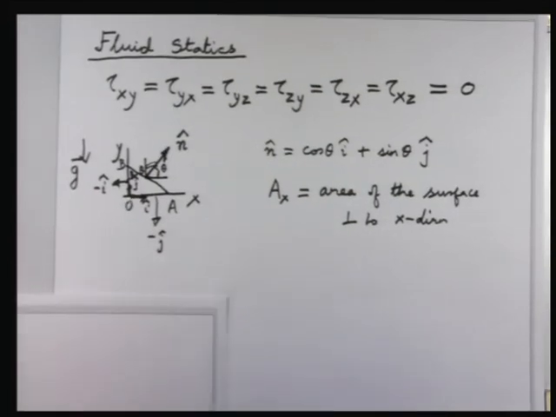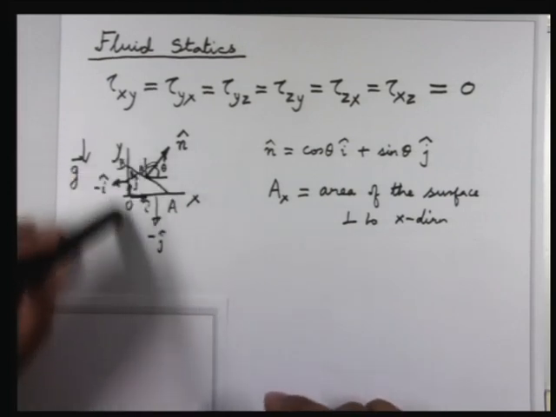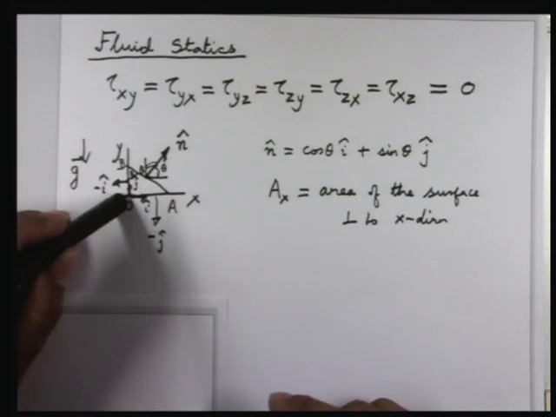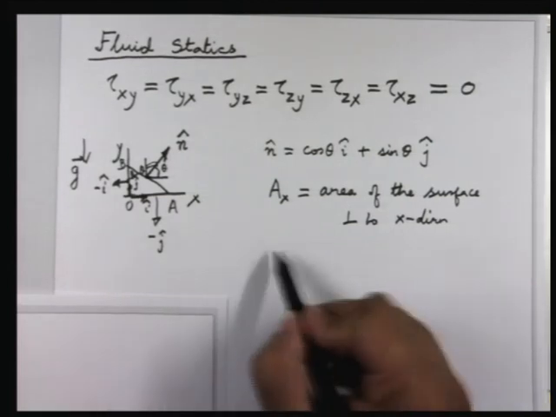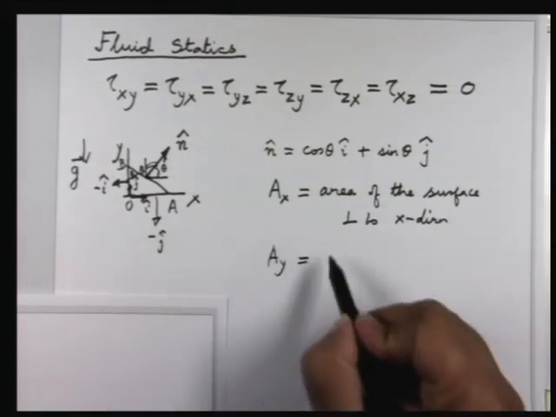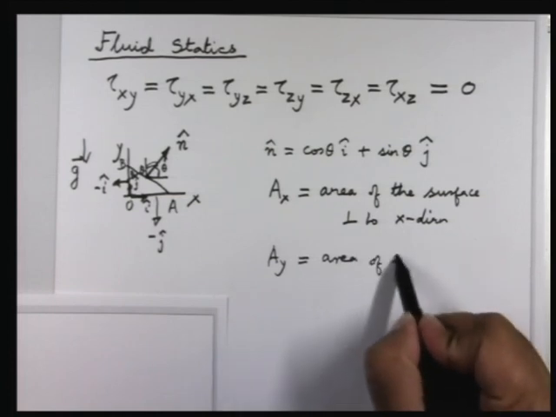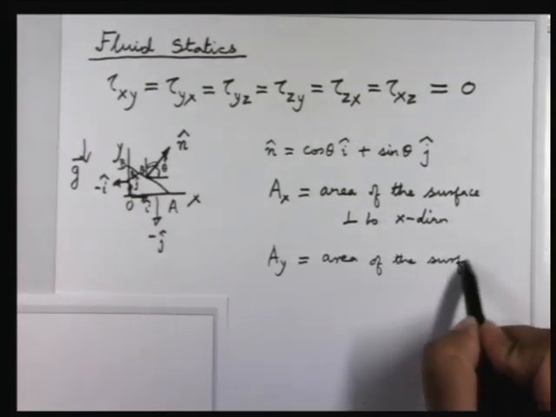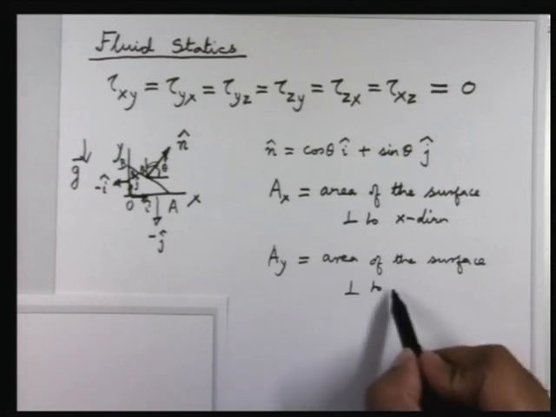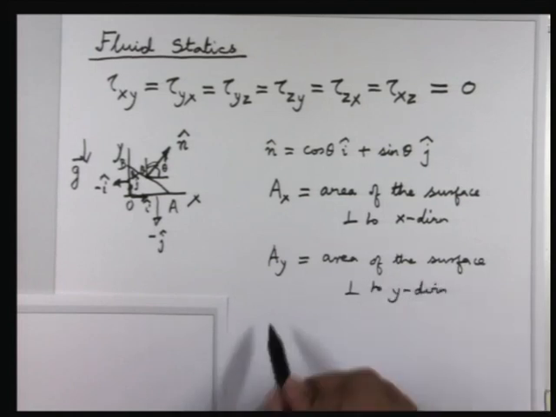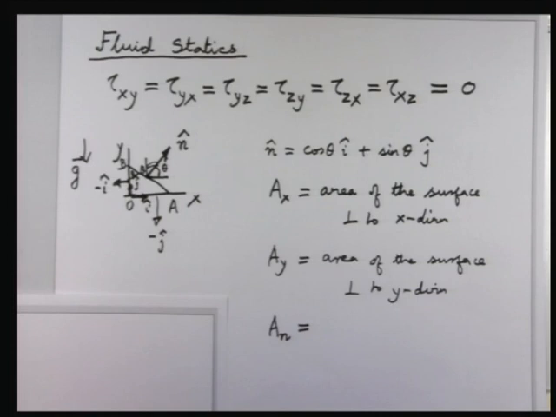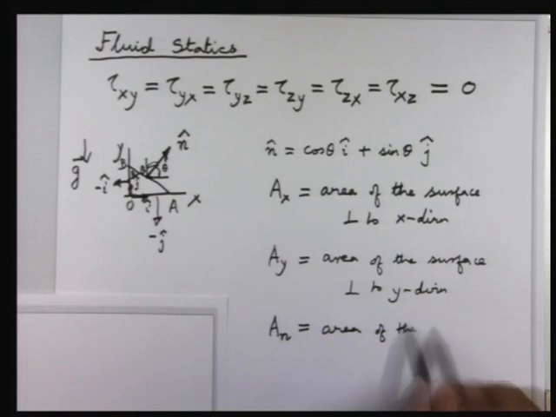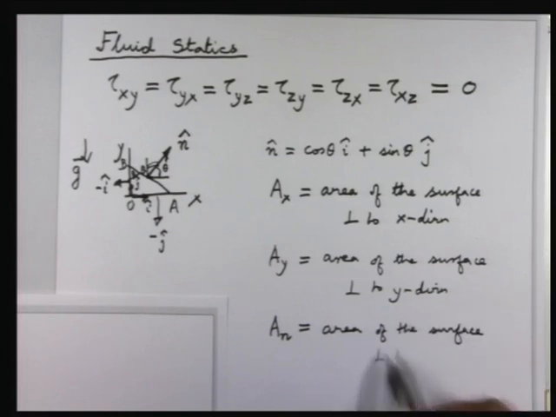So by AX I mean the area of this face OB. This is the face which is perpendicular to the x direction. So the subscript denotes the normal to the face. And let us say AY is the area of the surface which is perpendicular to the y direction. And similarly, let us say AN is the inclined area AB. So that is the area of the surface perpendicular to the unit vector n.